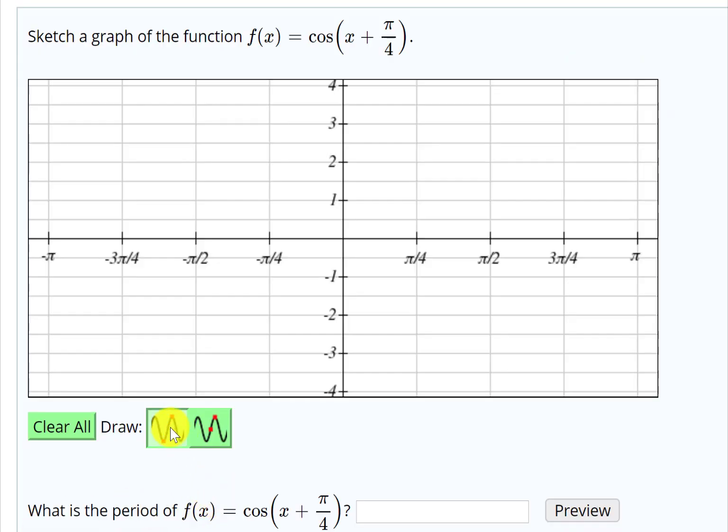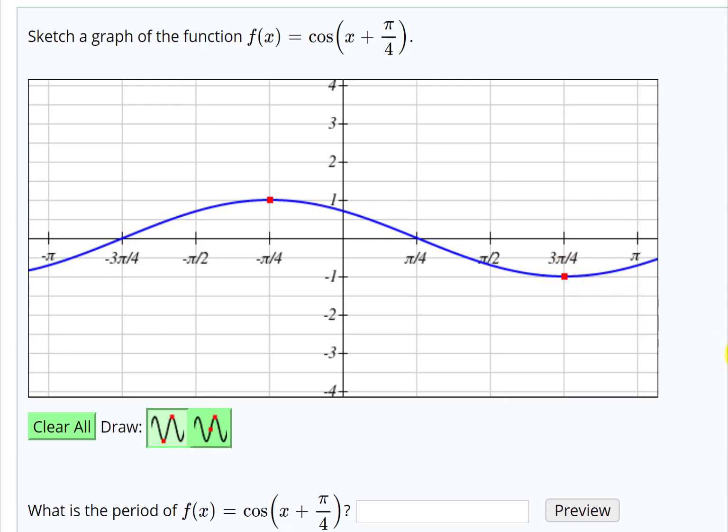And so I make sure I click on the first one. The maximum was at negative pi fourths. Here's negative pi fourths, and it was 1. Then the minimum was at 3 pi fourths, and that minimum was negative 1. So I go over here to 3 pi fourths and put the minimum.